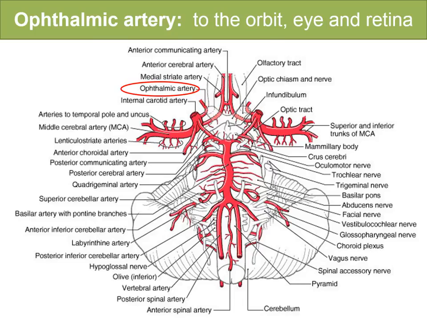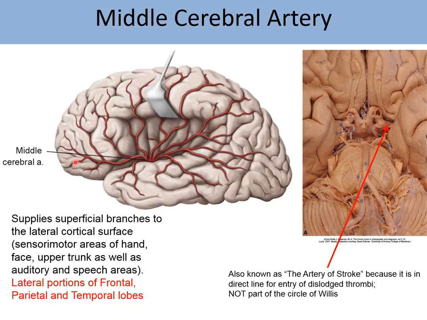The middle cerebral artery, the most extensive of the cerebral arteries after coming off of the internal carotid, feeds the entire lateral portion of the hemisphere. There's one on each side, and it feeds the deep structures as well. You see the insula in here.